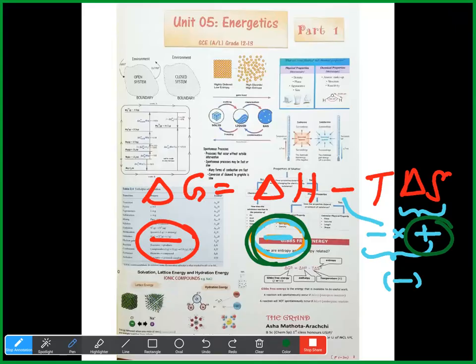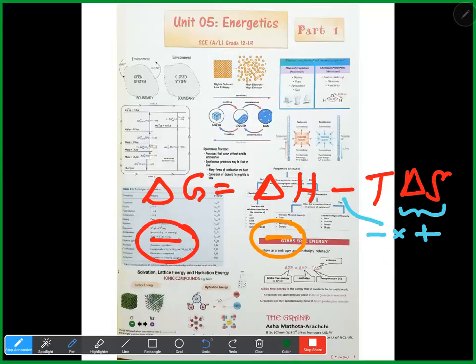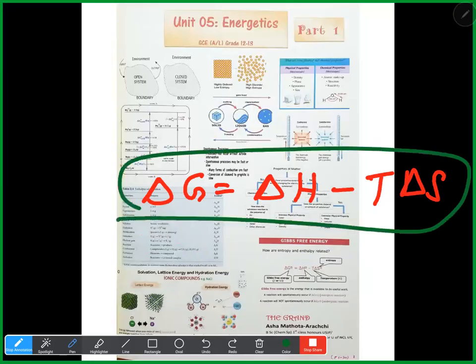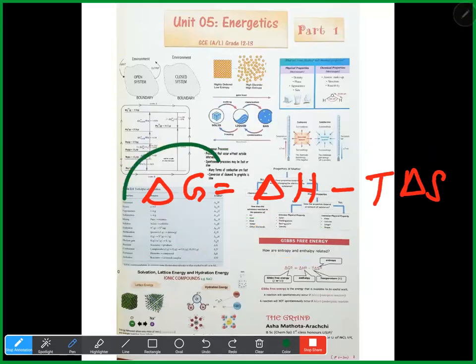The first part of this unit is about the enthalpy part, delta H. The second part of this unit is delta S, the entropy part. The last part of this unit is that we make these equations and do these calculations to check whether any given reaction is spontaneous by calculating Gibbs free energy.